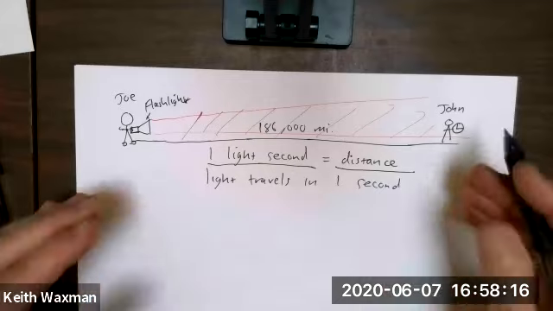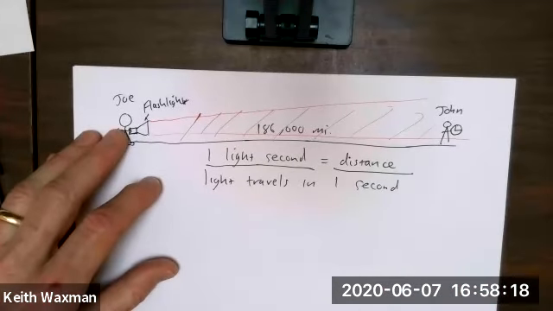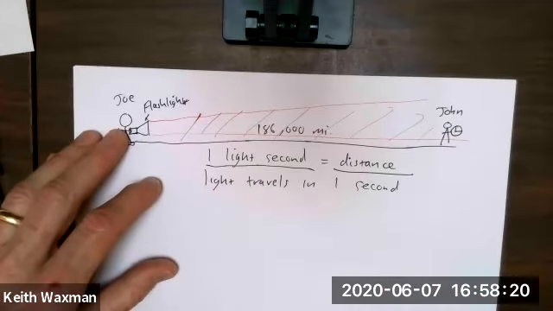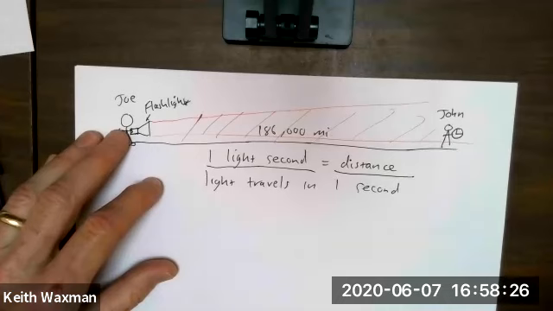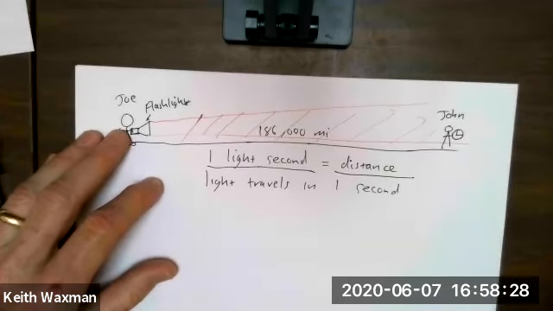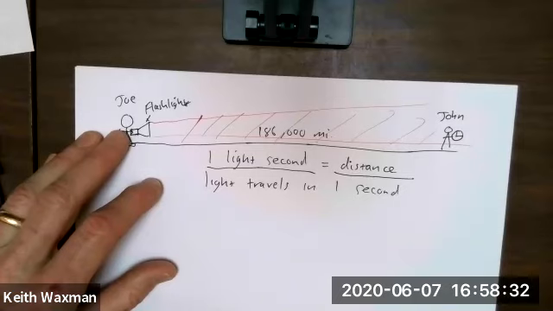Well, let's think about this. What if John and Joe were separated by twice that distance? Wouldn't it be 372,000 miles? What's another way you can say it? 2 light seconds. 2 light seconds would be the distance light travels in 2 seconds. You could say 372,000 miles. We could say 2 light seconds.